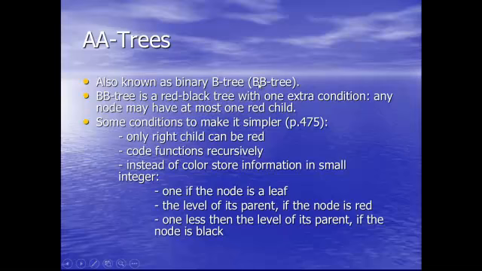AA trees are also known as binary B trees. The BB tree is a red-black tree with an extra condition, that is any node may have at most 1 red child. Some conditions to make it simpler: only the right child can be red, and the code functions recursively. Instead of colors, store information in a small integer: 1 if the node is a leaf, the level of its parent if the node is red, and 1 less than the level of its parent if the node is black.